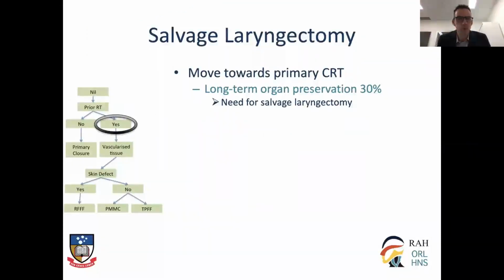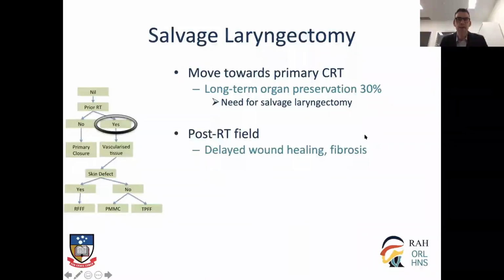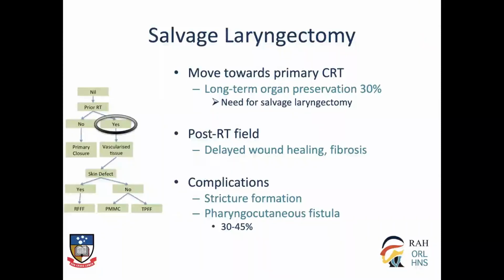So I'm going to talk through some of the specific scenarios here from our algorithm. And if we consider those patients who are having salvage laryngectomy, who've had prior non-surgical treatment, then we do know in the post-radiotherapy field they have delayed wound healing and fibrosis, and hence vascularized tissue is suggested to reduce the stricture formation and also to reduce pharyngocutaneous fistula.